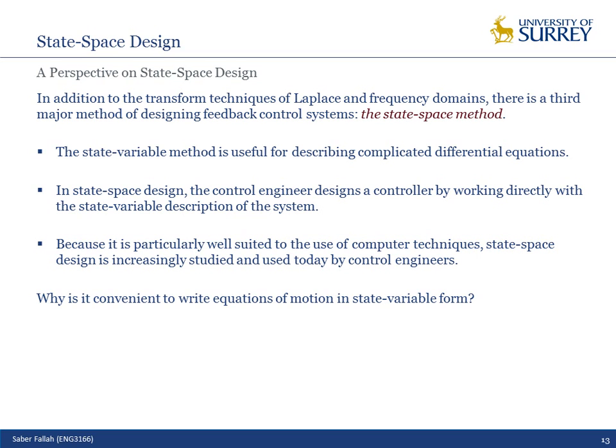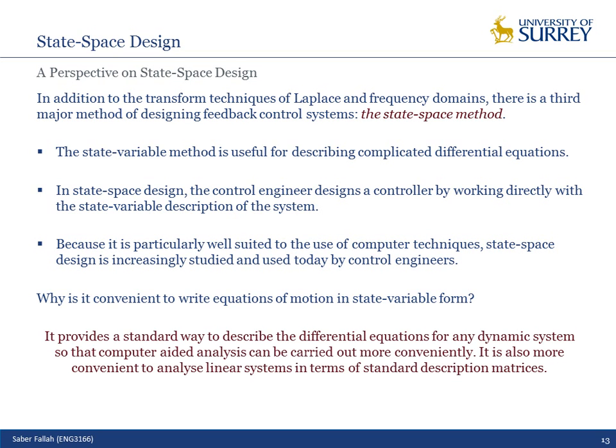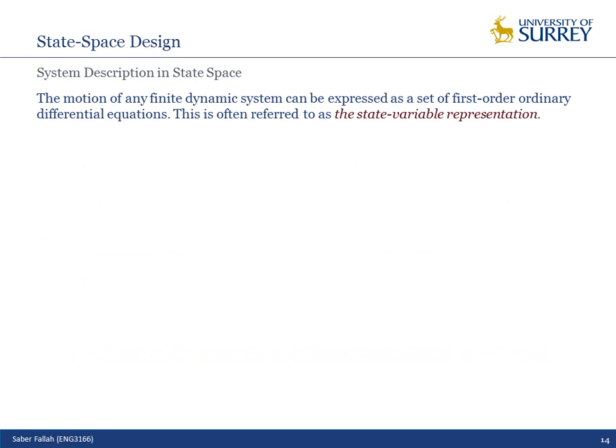But in general, why is it convenient to write equations of motion in state space format? It provides a standard way to describe the differential equations for any dynamic system, for any complicated dynamic system, so that computer-aided analysis can be carried out more conveniently. Also, it is more convenient to analyze linear systems in terms of the standard description matrices in the state space format, because it reduces the higher order differential equations to first order differential equations. As I said, the motion of any finite dynamic system can be expressed as a set of first order ordinary differential equations.